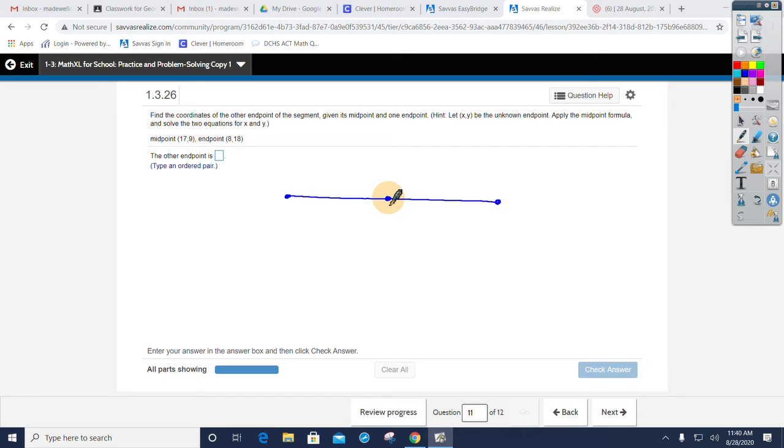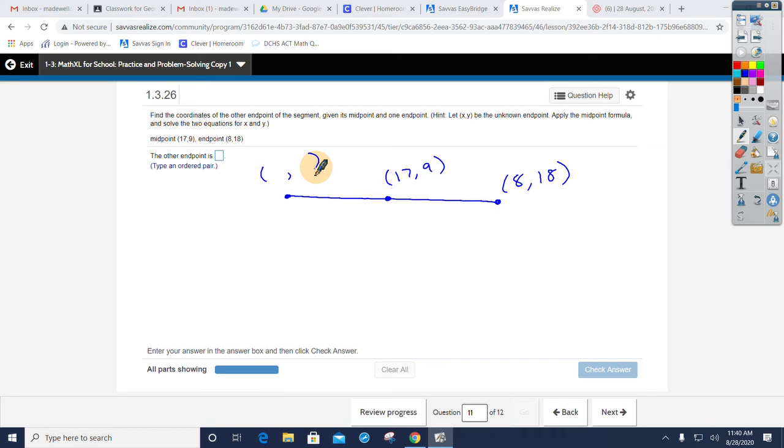All right, so the midpoint is, so they don't have points like letters, but that's okay. You don't have to have it. So this midpoint is 17, 9. One of the endpoints, I'll put it over here, is 8, 18. Okay, so what we want to know is what's this point over here going to be.